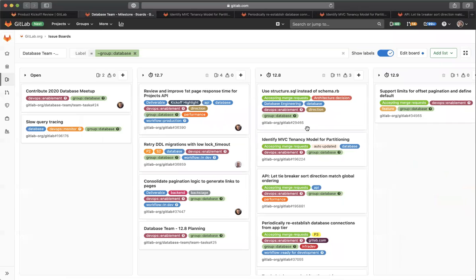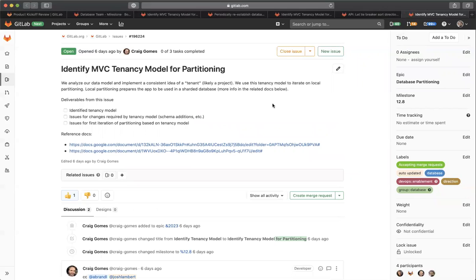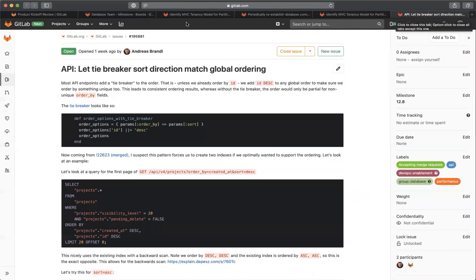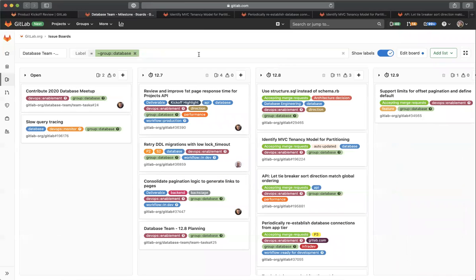Additionally, we'll also be working to identify the right tenancy model for partitioning going forward. So this is important so we can identify whether we need to make any schema additions or which fields we should utilize for this. But this is, again, some important analysis work to get done to make sure we have the right model identified so when we're ready, we can go ahead and just execute, probably around the 13.0 time period.